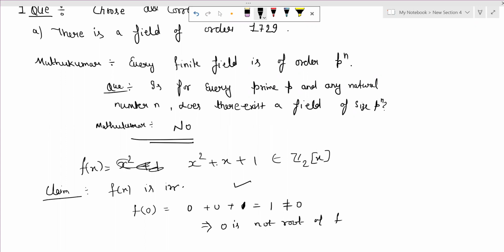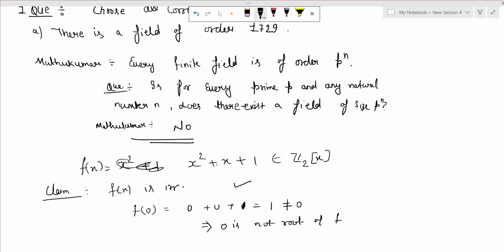For every prime p and any natural number n, you mean there exists a field of size p to the power n, right? So my statement is no, it is false. Why? Give me a proof if you are saying this is false. Okay, because I thought of Z4 consisting of 4 elements. Yes, Z4 is not a field, but I gave you a field of size 4.